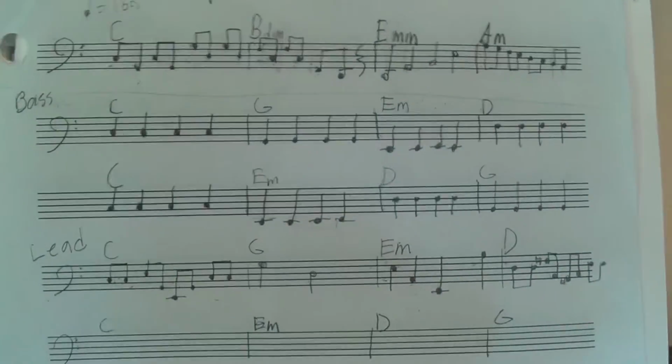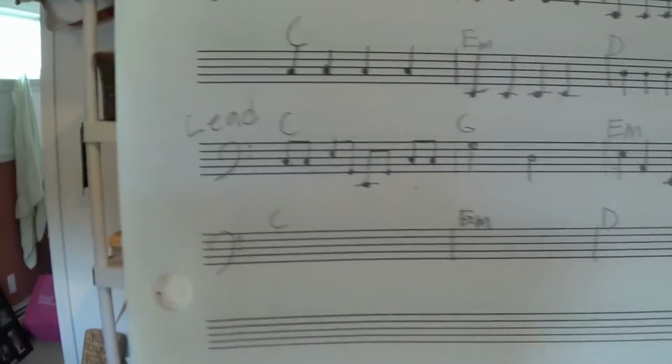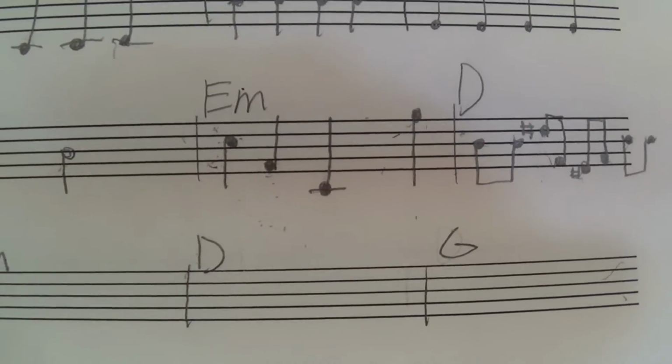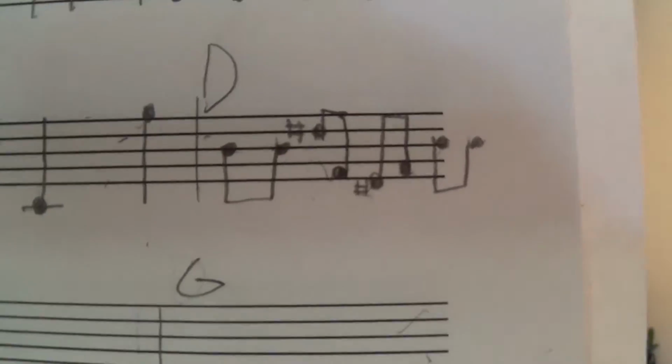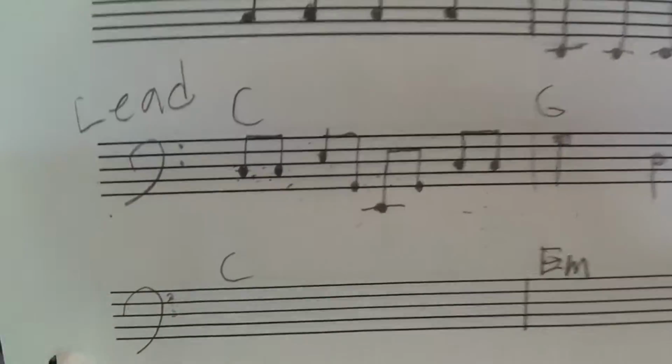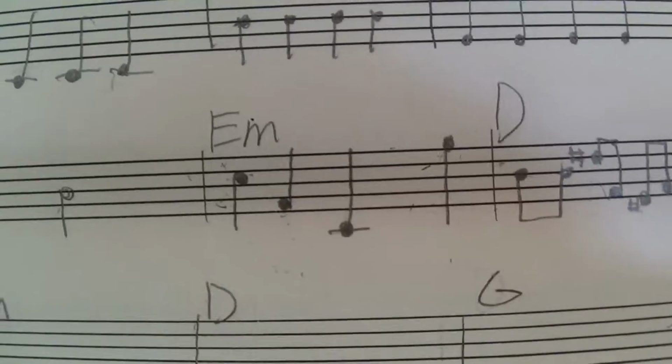I wrote out the bass, which is just roots, and then there's the lead. And then I don't know what happened there. I changed that part, and then I changed that, and then that's the same part for the D chord. So C, G, E minor, D, C, E minor, D, G.